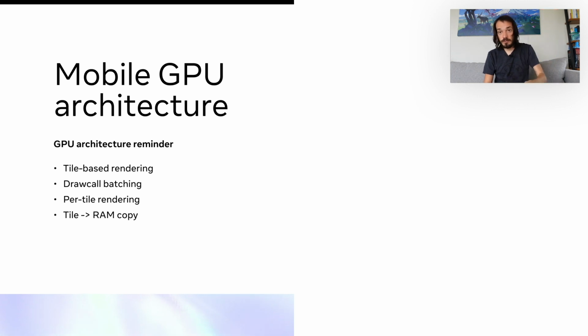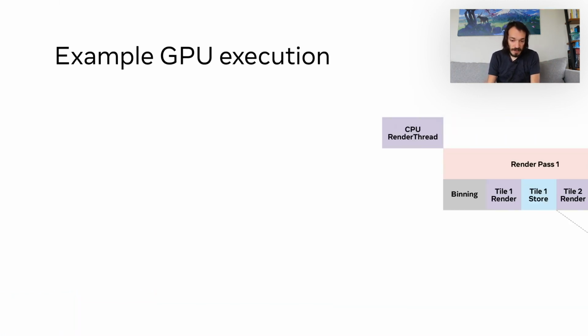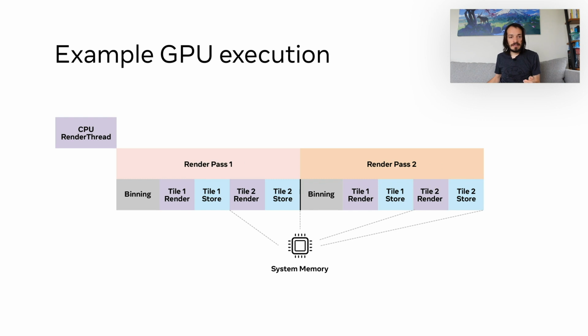Then compute the tile, store that in RAM. Compute the tile, store that in RAM. So if we were to look at this on a timeline, this is approximately what it will look like. You would have the CPU render thread at first with no GPU parallelism whatsoever.